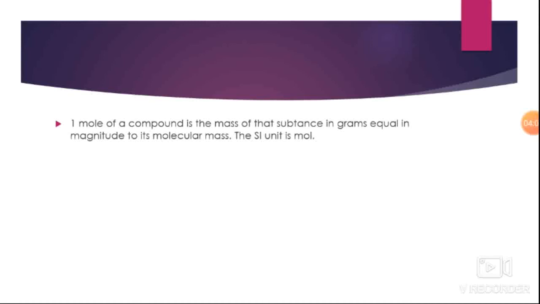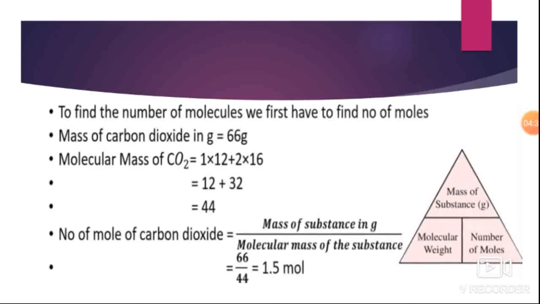The SI unit of mole is mol. So what is the SI unit? It is MOL, not the whole spelling. Don't add an E. It is just MOL. And this is very useful instead of daltons. If any question comes asking how many grams 1 mole of water is, you will write 18 grams because its molecular mass is 18. Let's see one numerical based on it so that you can solve it very nicely.